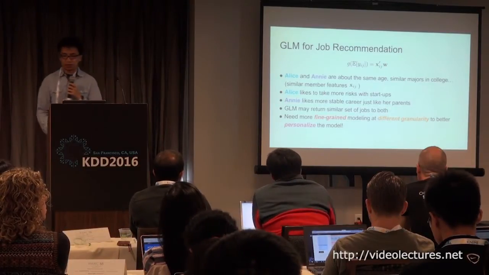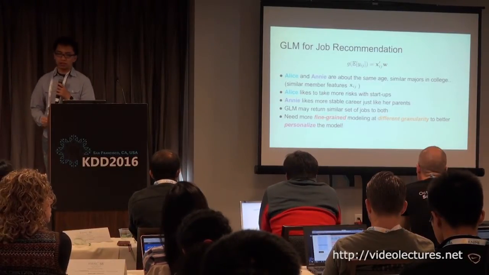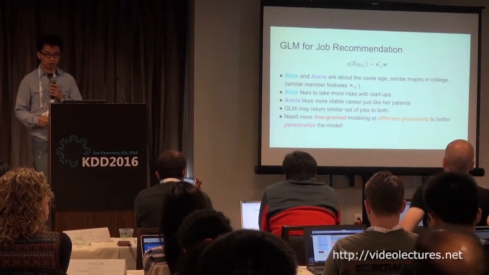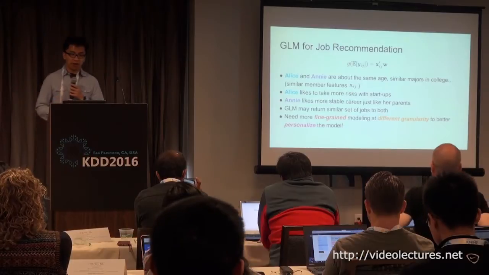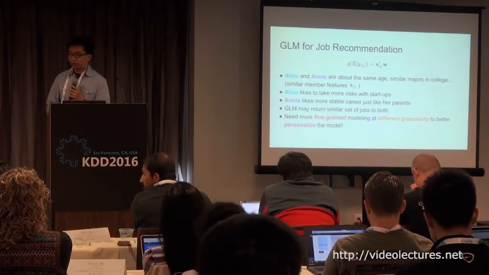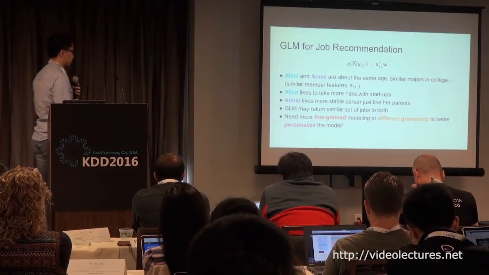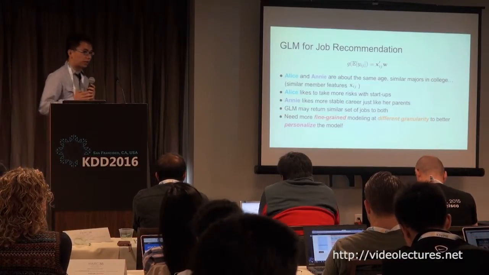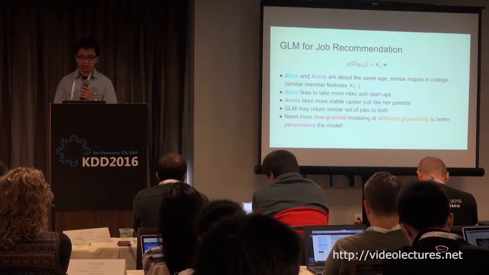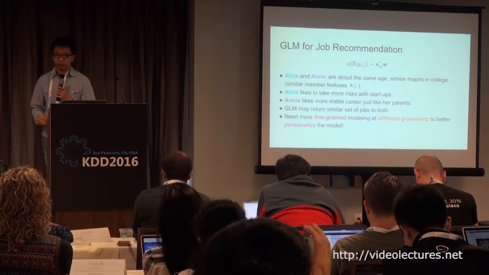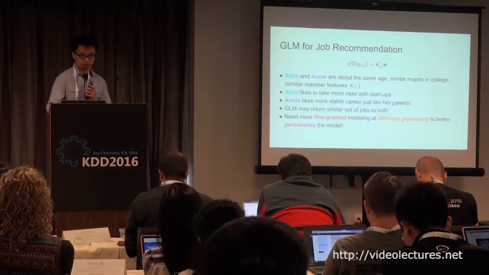So here is a key. A key to designing a good recommender system, as we discussed earlier in this talk, is that we need more fine-grained modeling at different granularities in order to get a better personalized model. For example, here we want to take the past data of Alice and Annie into account and build a more personalized model for them instead of returning a similar set of jobs to them.